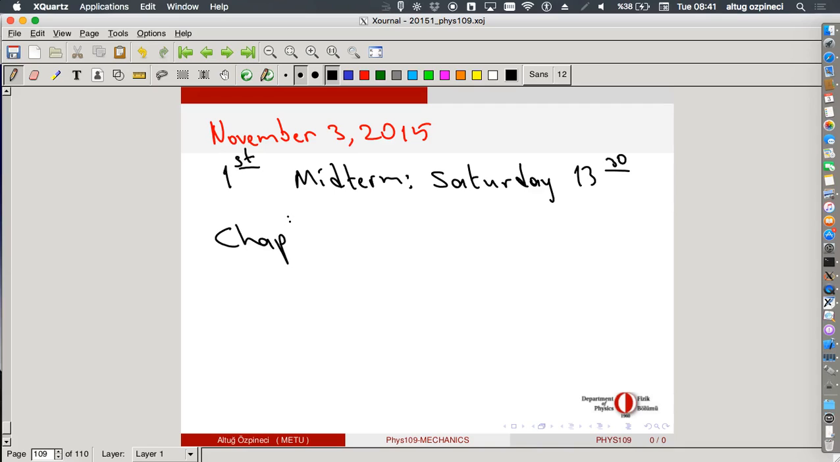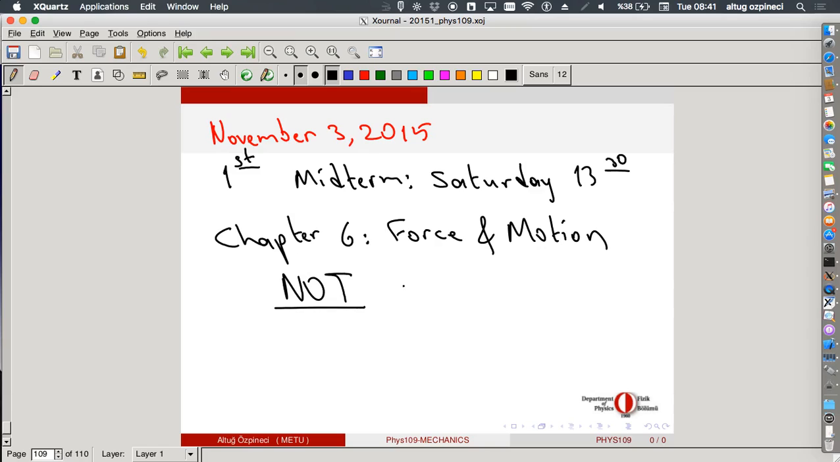The second announcement is Chapter 6. This week we will be discussing mainly Chapter 6. It is Force and Motion, and it is not gravity. For those of you who prepared prayer reports about gravity, I did accept your prayer reports for the time being, but Chapter 6 in our new book is not gravity. So if you don't want to have problems in the rest of the semester, at least make sure that you check the table of contents of the book of this course, the new book.